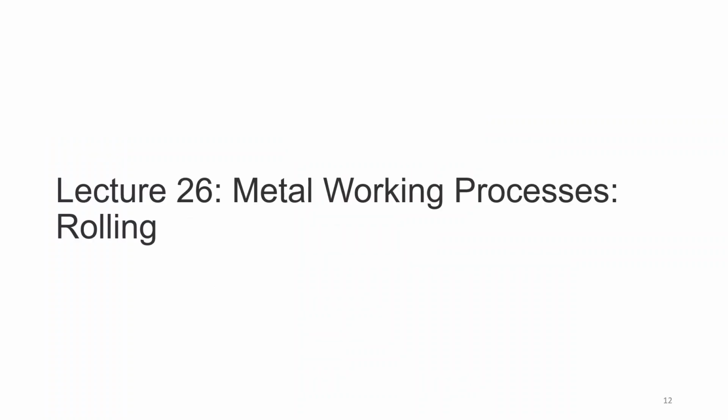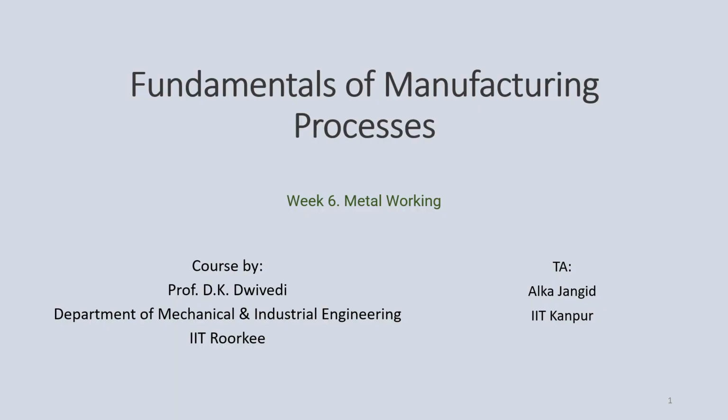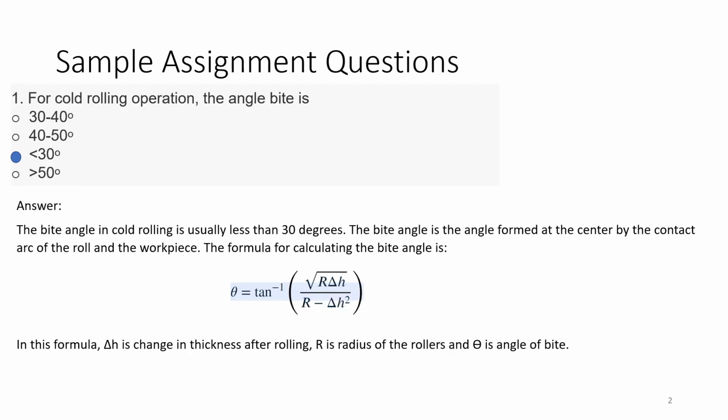Next we'll be going through some lecture assignment questions, but before that I'll repeat the questions once more briefly. First question was based on angle of bite for cold rolling operations. In case of cold rolling operations, it is less than 30 degrees, and the formula for this is given here. So you can be asked to calculate the angle of bite based on the roll diameter and the maximum draft delta H.